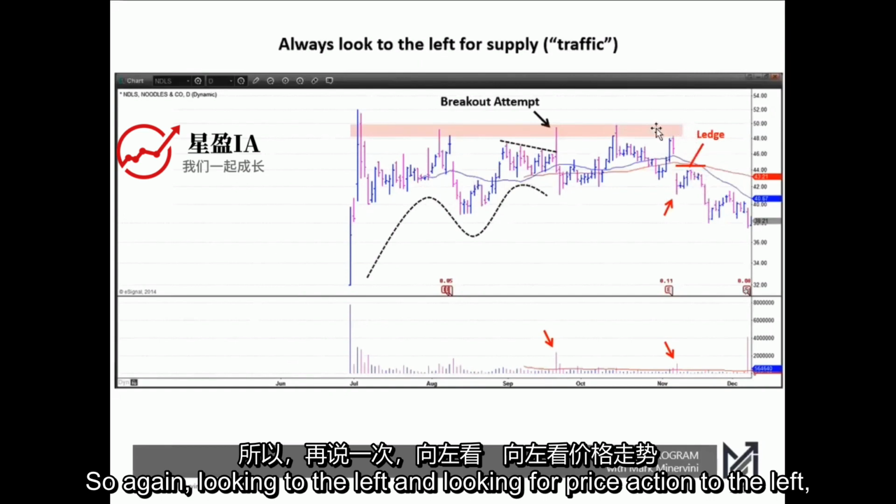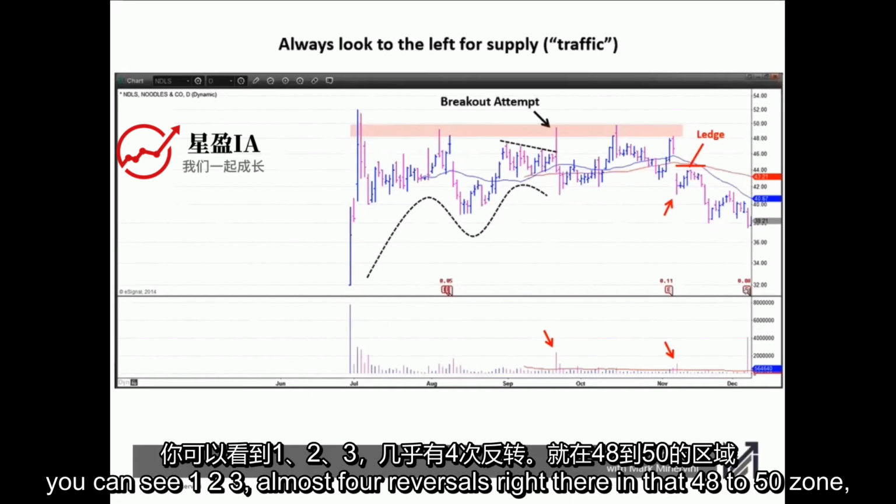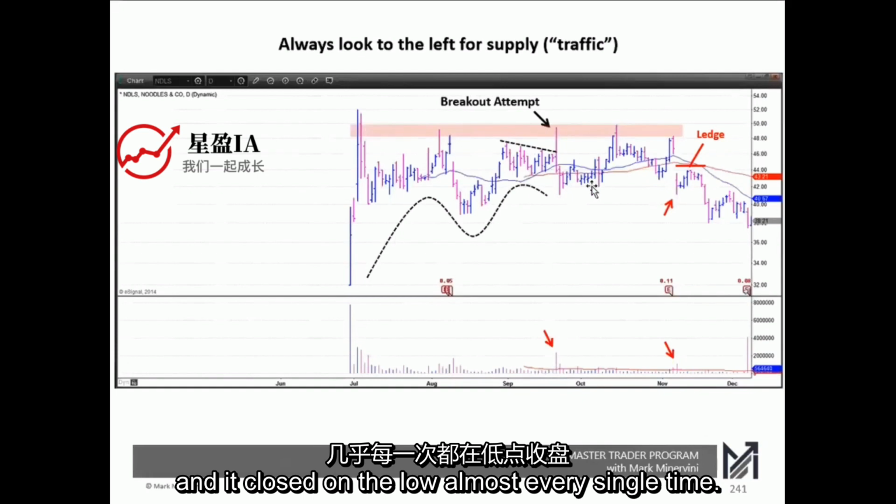So again, looking to the left and looking for price action to the left. Yeah, it reversed. I mean, you can see 1, 2, 3, almost 4 reversals right there in that 48 to 50 zone. And it reversed and it closed on the low almost every single time.